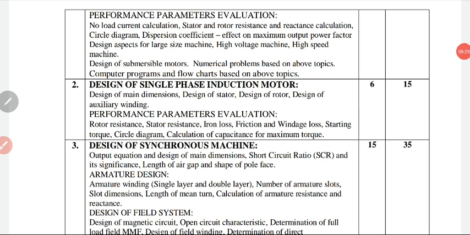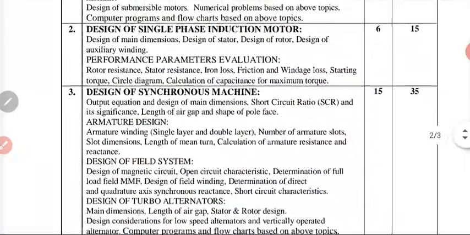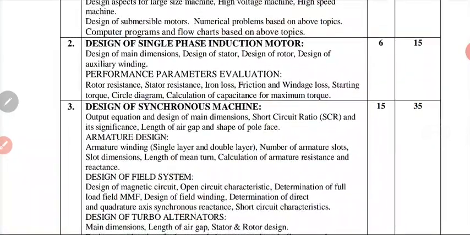In chapter 1, that is performance parameters evaluation, which includes no load current calculation, stator and rotor resistance and reactance calculation, circle diagram, dispersion coefficient, effect on maximum output power factor, design of high voltage machine, high speed machine, design of submersible motors, numerical problems based on the above topics, computer programs and flow charts based on the above topics. Okay, so that's how chapter 1 ends.